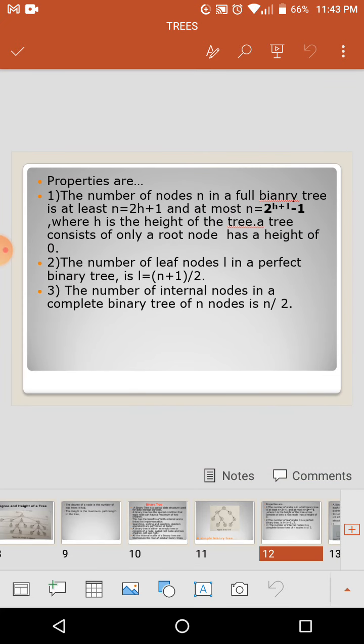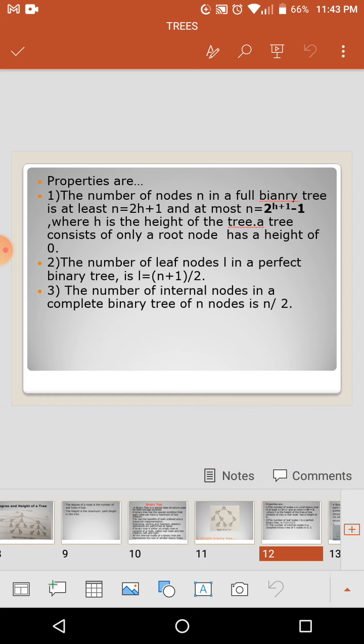So one of the basic properties: the root node has two children, and every child might have their own maximum of two nodes, nothing but two elements. Here the properties are: the number of nodes n in a full binary tree is at least n = 2h + 1, and at most 2^(h+1) - 1. Here h is the height of a tree.